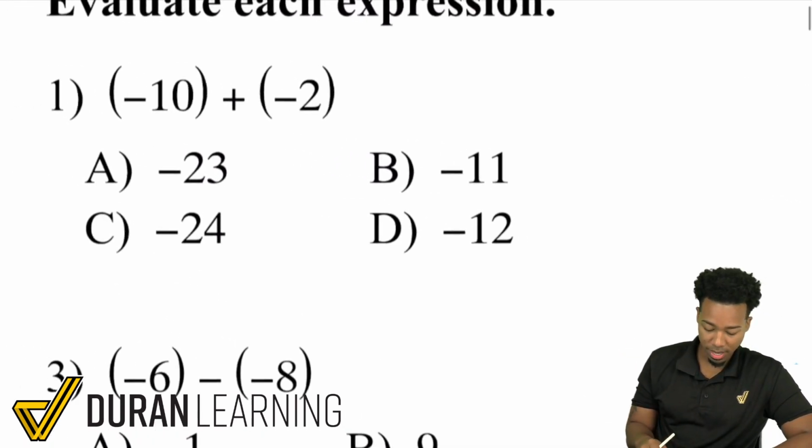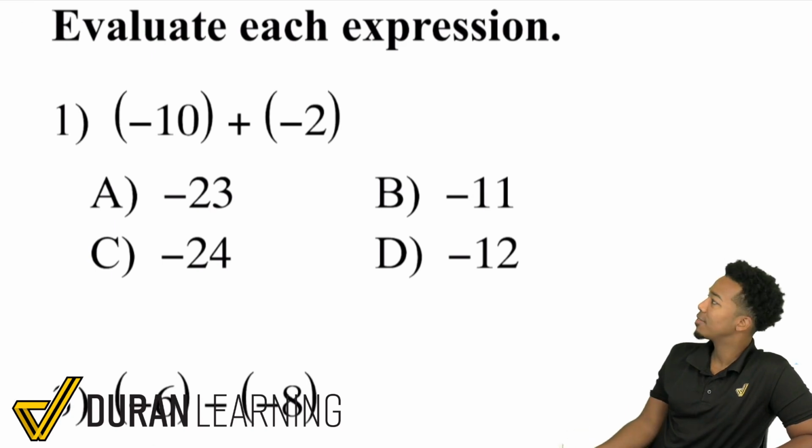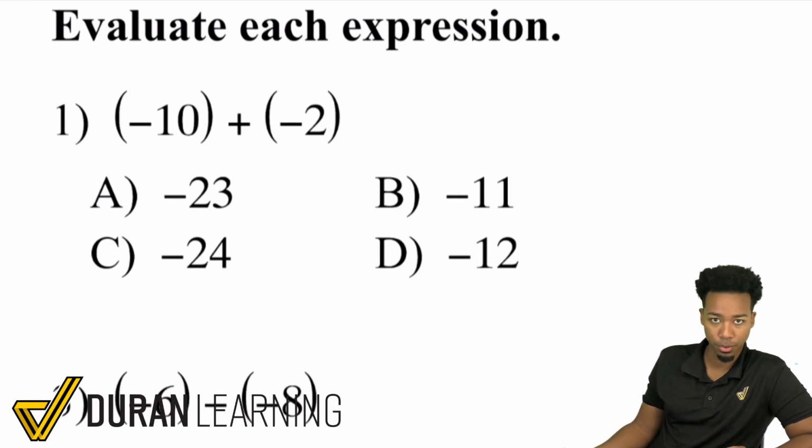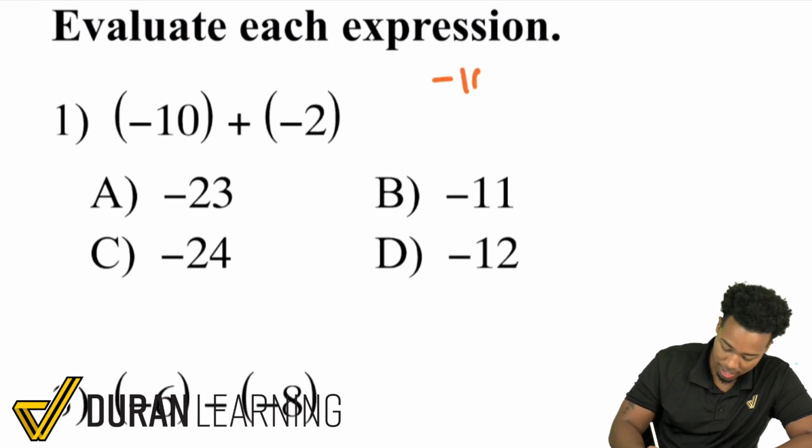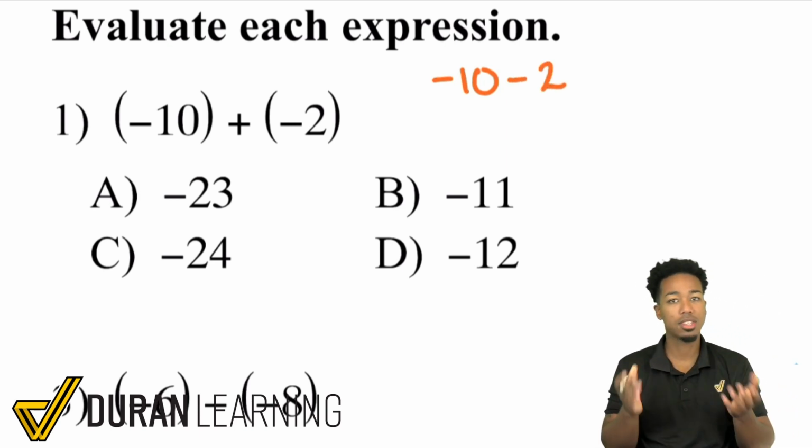So first off, here's what we have. Number one, we have negative 10 plus negative 2. Now, another way to read this is negative 10, and if you're adding a negative, that's the same thing as subtracting. So it's negative 10 minus 2. Here's the thing, my party people.